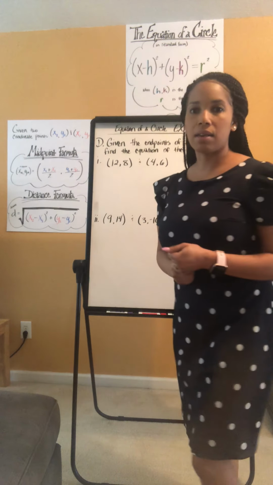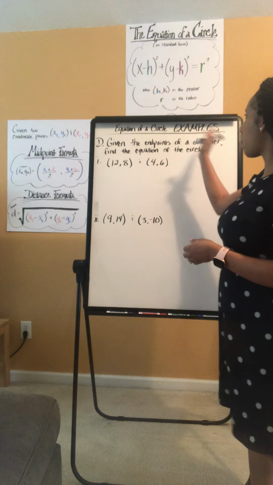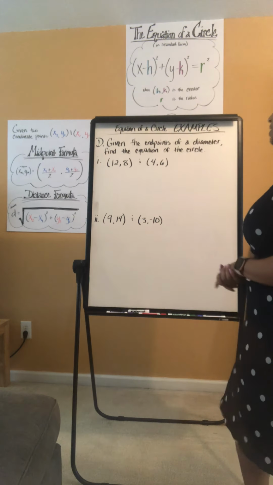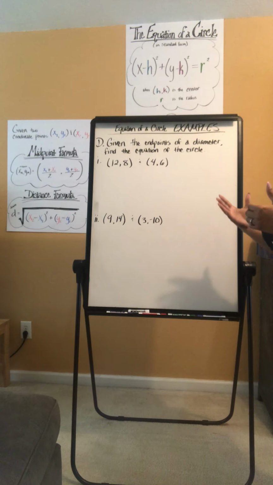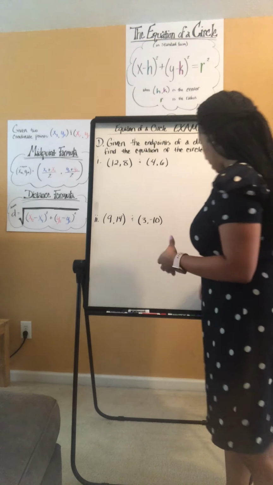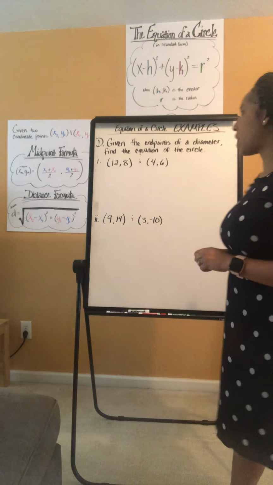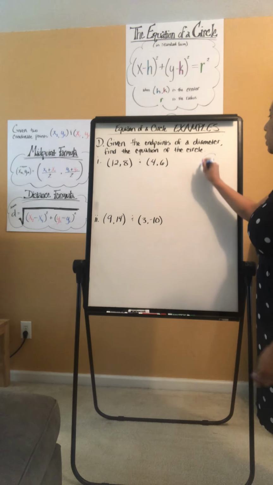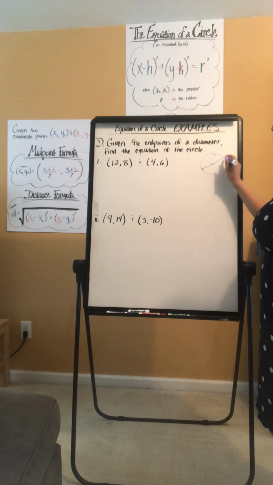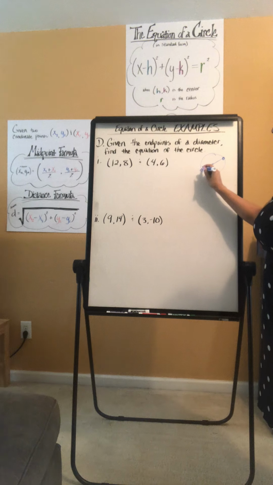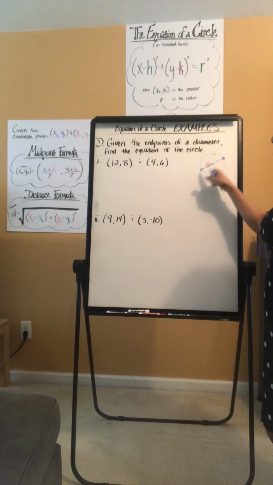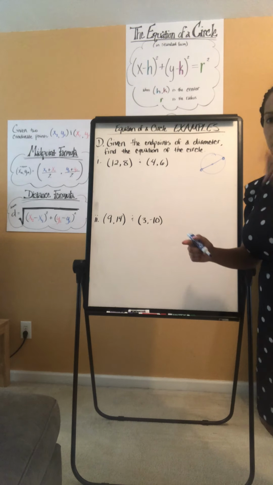Example D. This is our final example of our equation of a circle examples. It says to, given the endpoints of a diameter, find the equation of the circle. So the diameter we know goes right through the middle of a circle, right? I've been given 2 points on the end. Not the center this time, but the endpoints.